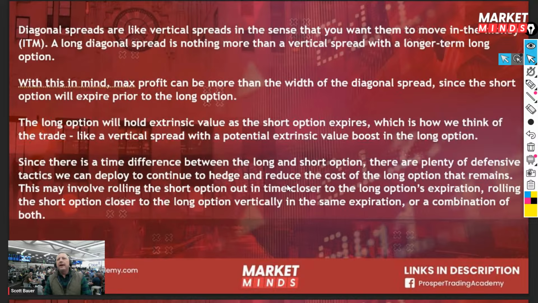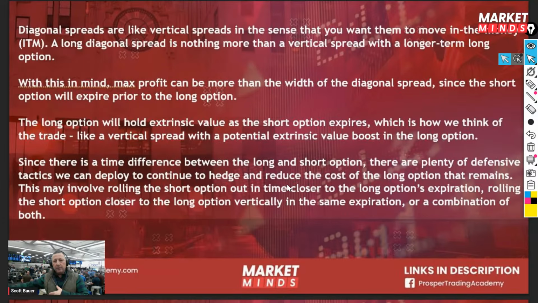Well, Kevin, being short a diagonal just means that your short option is further out than your long one. Now, if you already have another option that you own that is longer out, further expiration, okay. Since there is that time difference on both a diagonal and a calendar, we have some things that we can do to adjust those positions if need be by rolling.